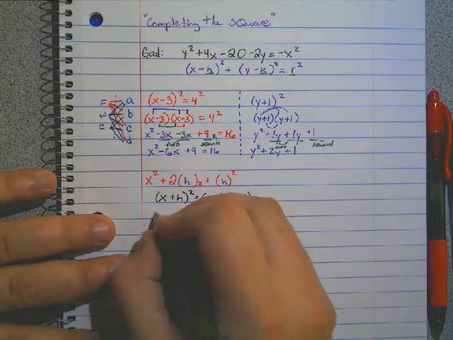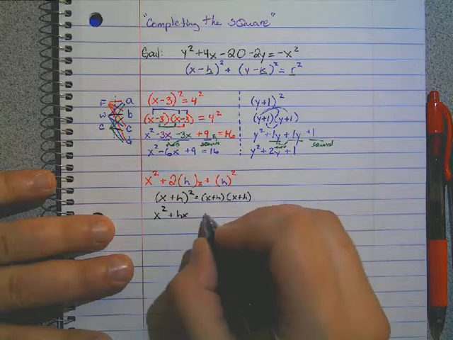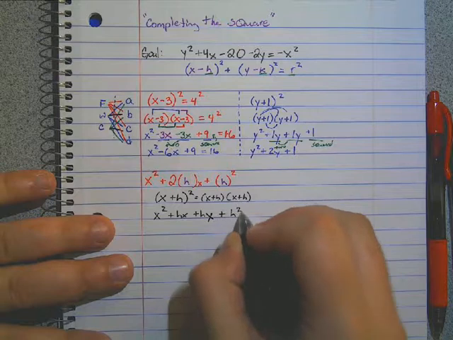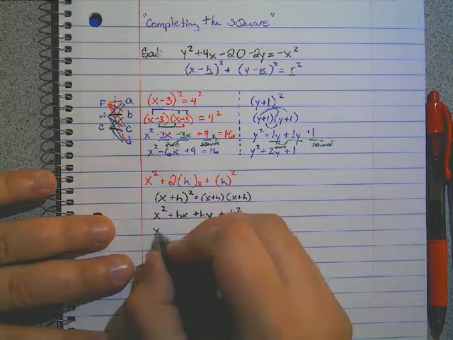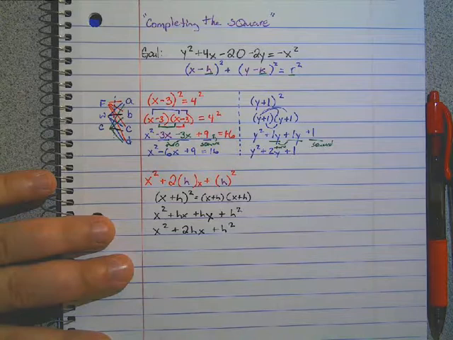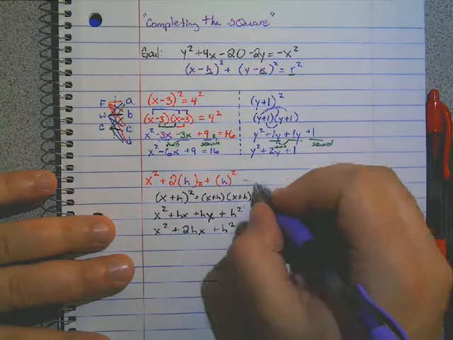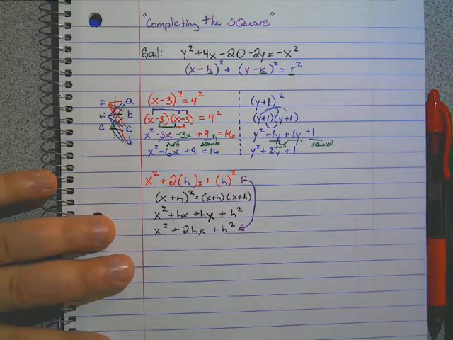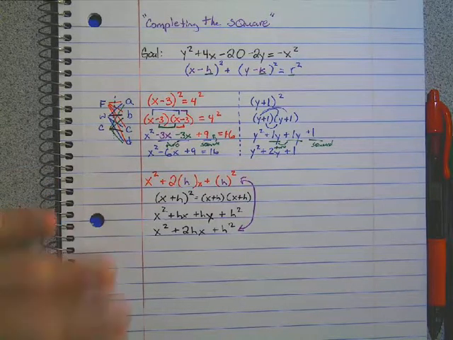Now, if I FOIL this, if I distribute it, then I get x times x is x squared. X times h is going to be hx. H times x is going to be hx. And h times h is going to be h squared. As I add these together, I'm going to get x squared plus 2hx plus h squared. This happens to be exactly like our formula that we came up with.